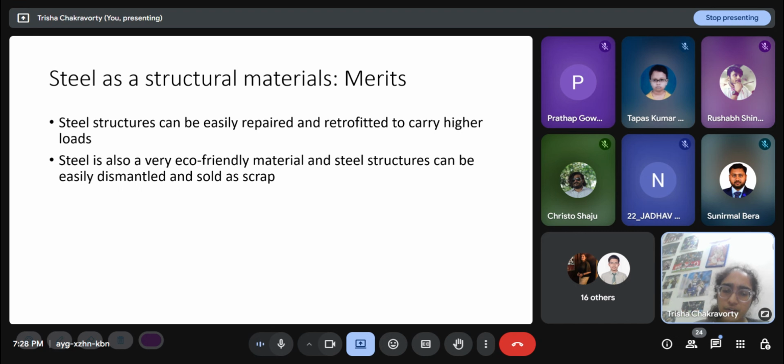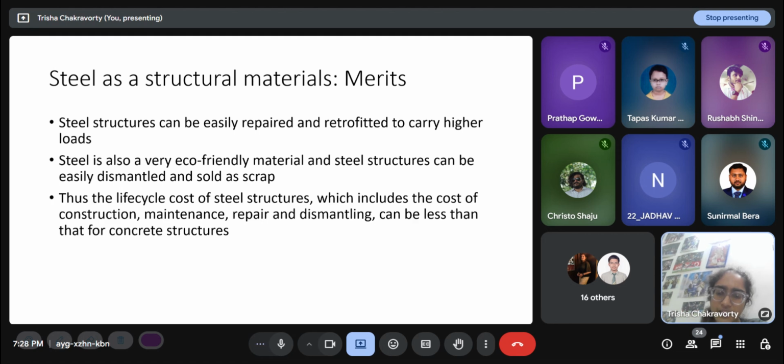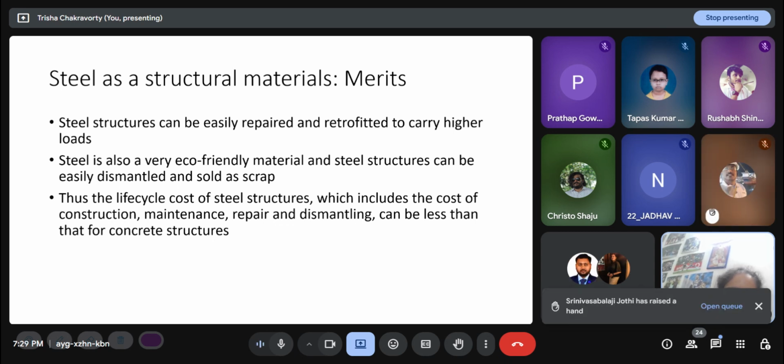Steel is also a very eco-friendly material, and steel structures can be easily dismantled and sold as scrap. Thus, the life cycle cost of steel structures, which includes cost of construction, maintenance, repair, and dismantling, can be less than that for concrete structures. But that does not mean that we should start using steel for all small buildings as well.